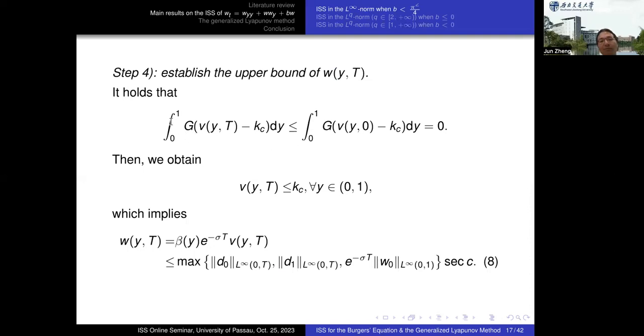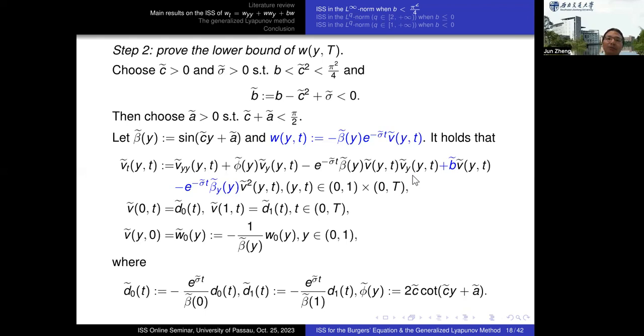That is to say, the value of this functional at the time t is less than the value of the functional at the initial time. But at the initial time, we have that this term is 0. So we obtain that capital G V minus Kc is less than 0. That is to say, V is less than Kc. This implies that the solution has an upper bound, which is determined by these 3 terms. So we have completed the proof of the upper bound of the solution.